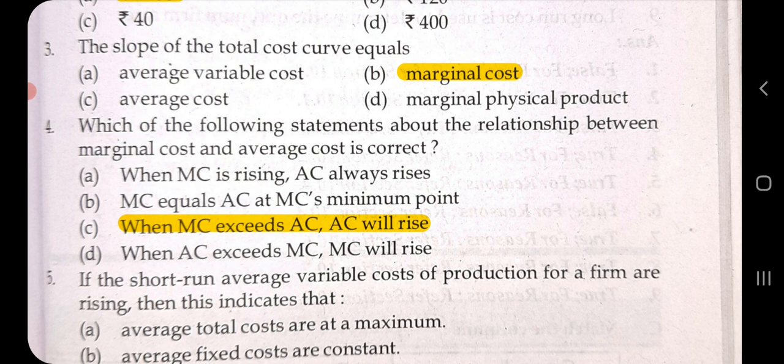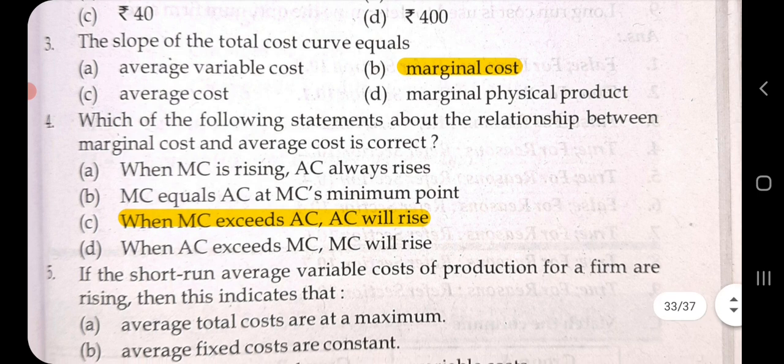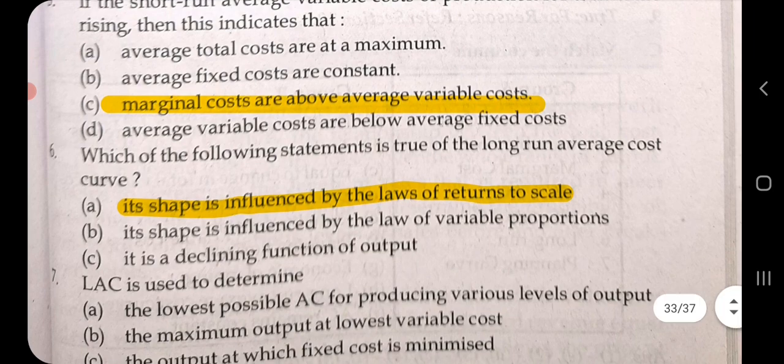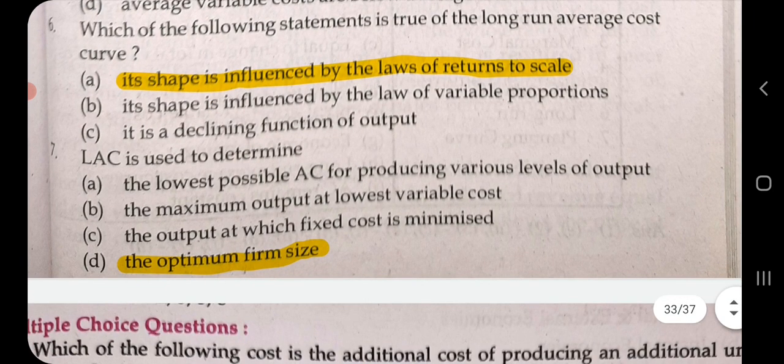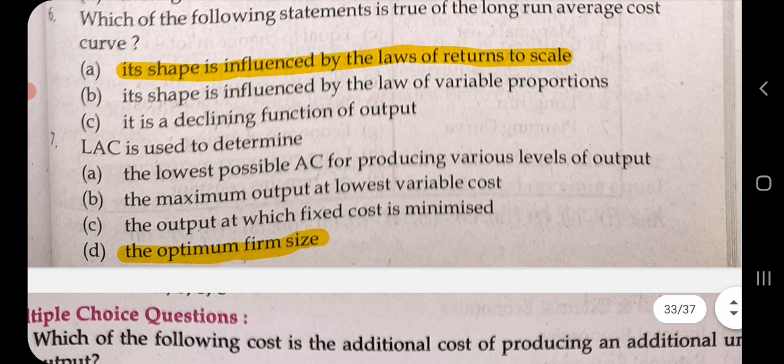Yes, but marginal cost cuts average cost from below side. Okay. The next question, seventh question, long run average cost curve is used to determine optimum size of the business firm. So the correct answer is D, the optimum firm size.